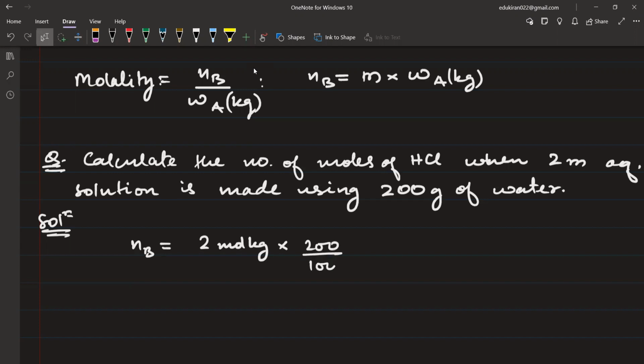200 divided by 1000 kg, right? 1 by 5. So 2 into 1 by 5, which will be equal to 2 by 5 moles.